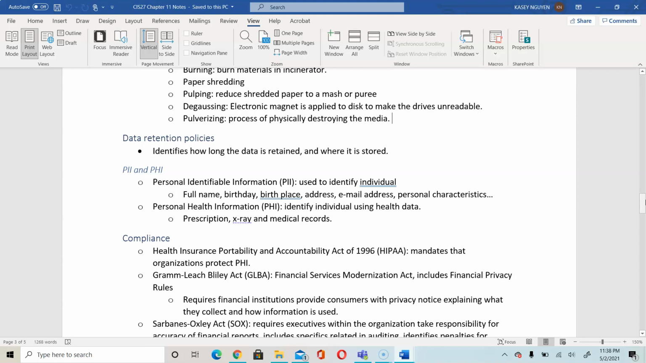So PII is used to identify the individual: birth date, birthplace, social security information, address, driver license number, and it could also pertain to personal characteristics that tie to biometrics. Personal health information, your PHI, is used to identify individual health data: x-ray, prescription, medical records, diagnosis, etc.